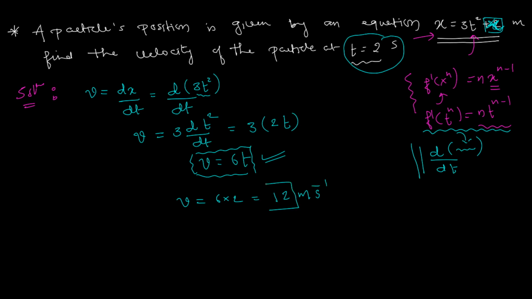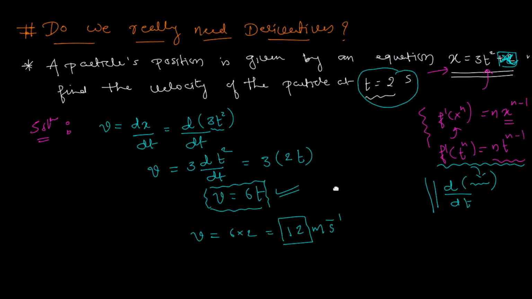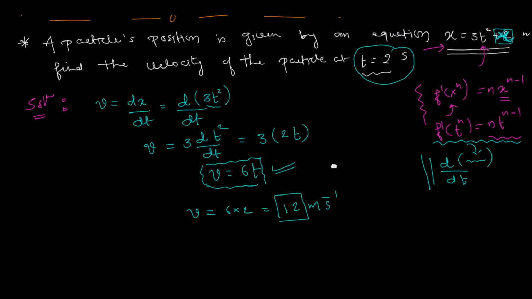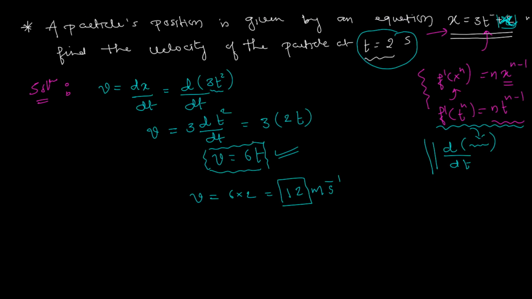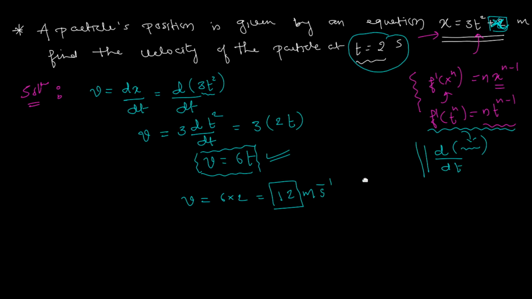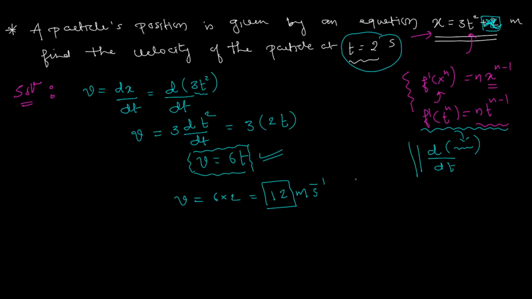Fine, it worked out well, and clearly you saw us, do we really need derivatives? Not answering that just yet. I don't know why I did that. Anyway, so velocity is 12 meters per second. So clearly we did use derivatives and got the expression for velocity, and in fact the value of velocity in this case. All right, but fine.